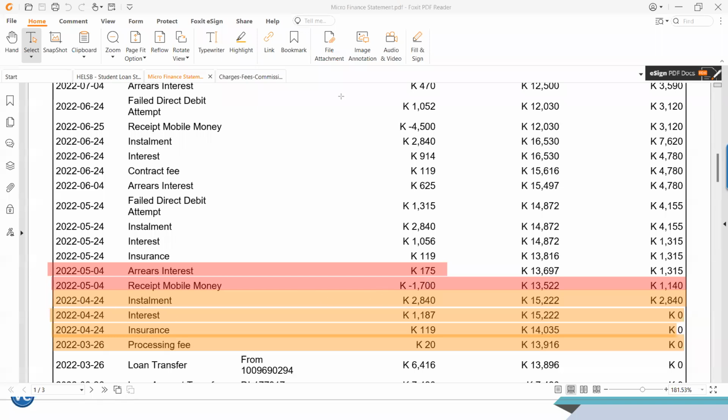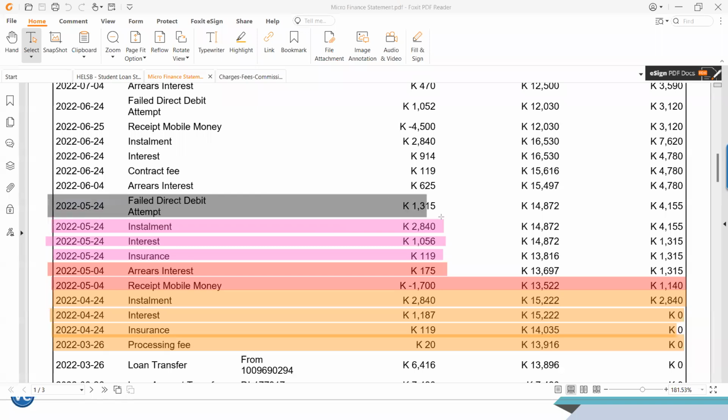Then we are in May. The usual payments for May now start kicking in again. Your usual monthly insurance, the usual interest rates, the usual installment. Then another payment that is new comes in. This one, failed direct debit attempt. So this one typically comes in from Bank of Zambia. I think these guys have their own payment that they charge. So this is a fixed payment and it goes on like this.